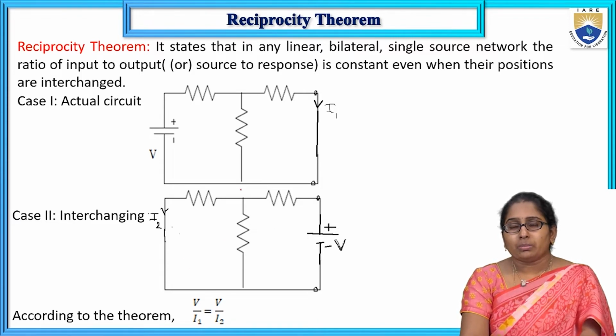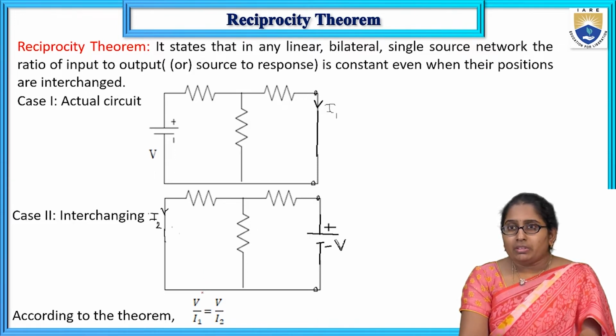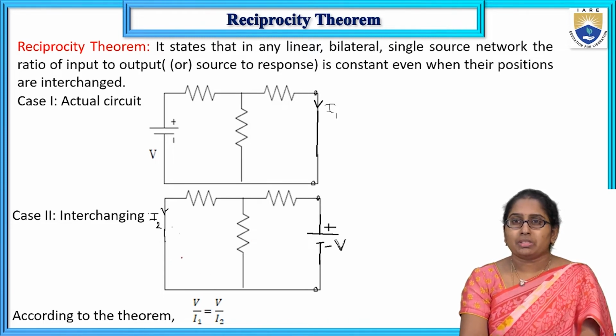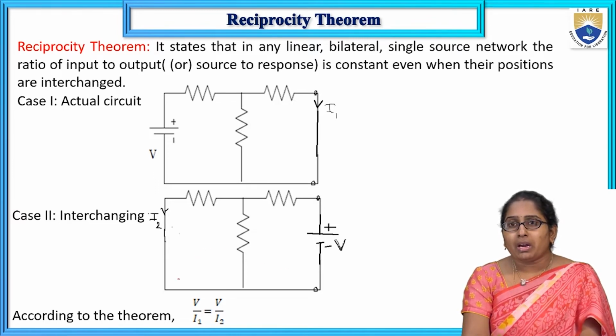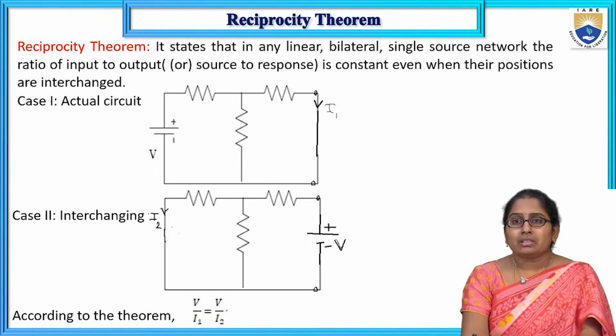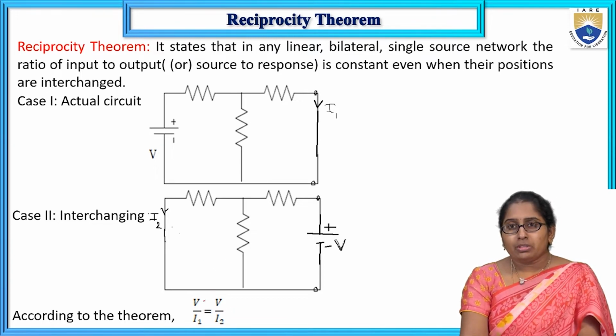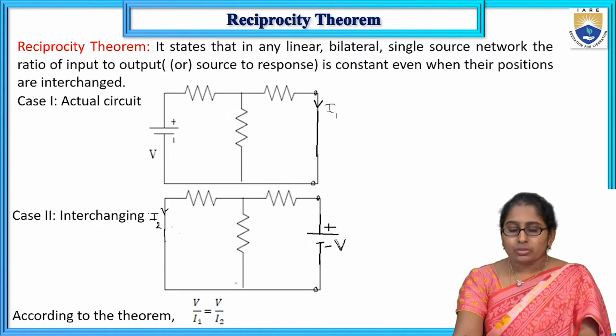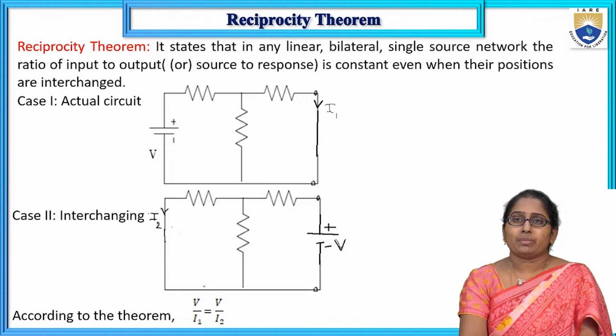In the actual circuit, the ratio of input to output is V by I1, and after interchanging their positions, the ratio is given by V by I2. So according to the theorem, V by I1 is equal to V by I2. That is how the reciprocity theorem is explained.